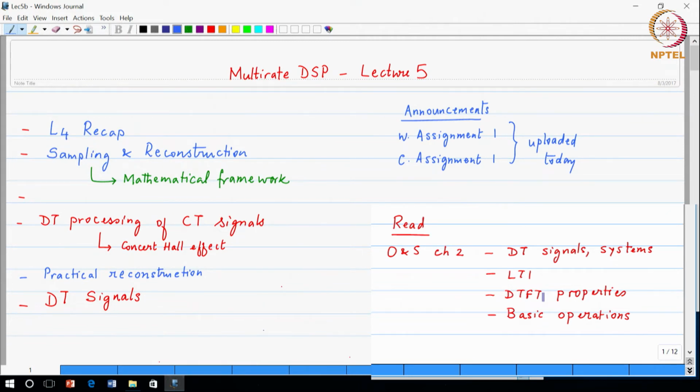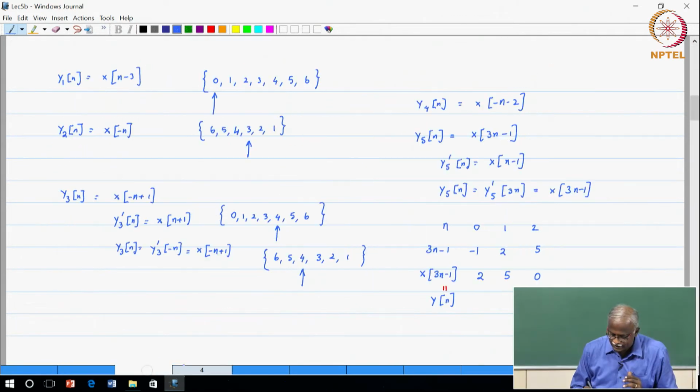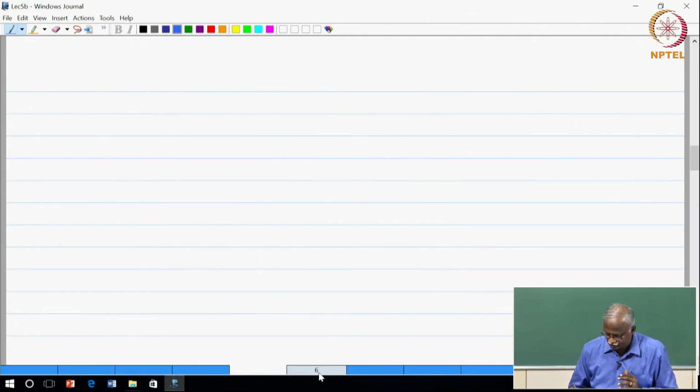Okay, now we would like to revisit our sampling and reconstruction one more time, again to build on the mathematical framework, and let me just take that as the next step that we would like to do.